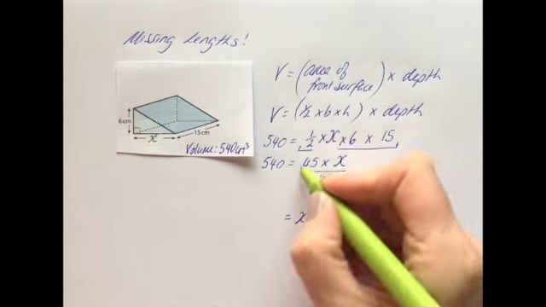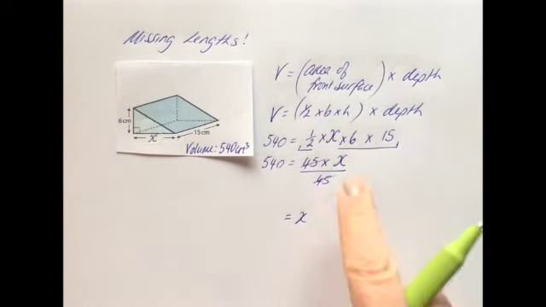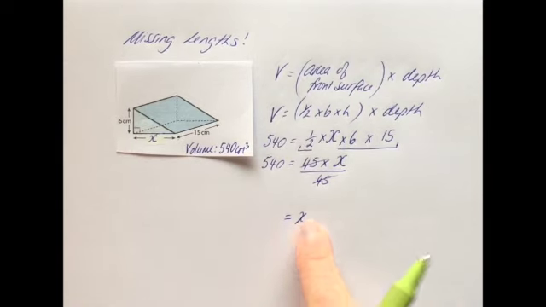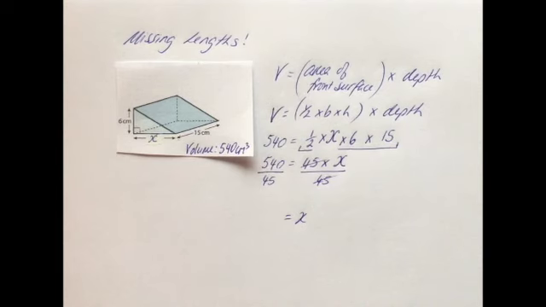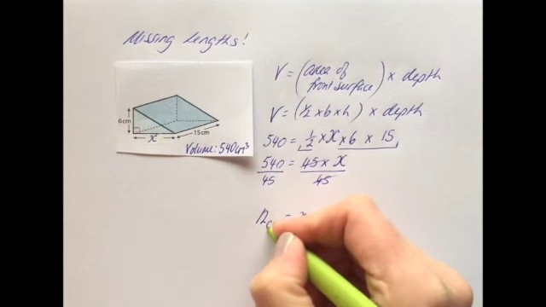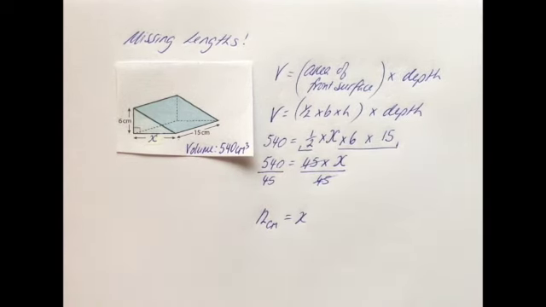If you divide by 45, that gets rid of that and leaves you with the x on its own. And of course, if you divide the right hand side by 45, you've got to divide the left hand side by 45. And 540 divided by 45 works out to be 12. And of course, it is centimeters.